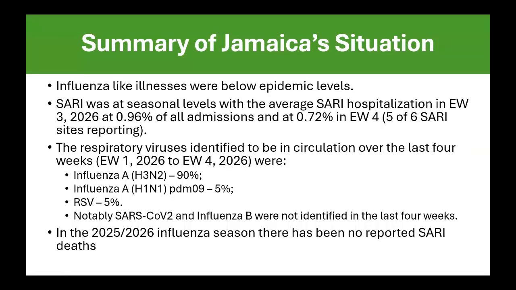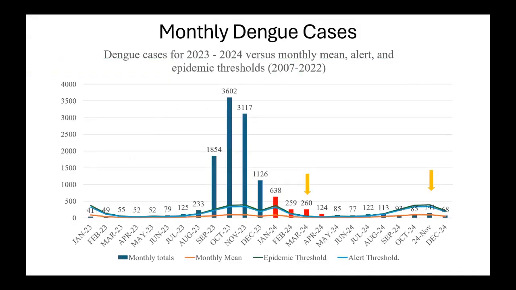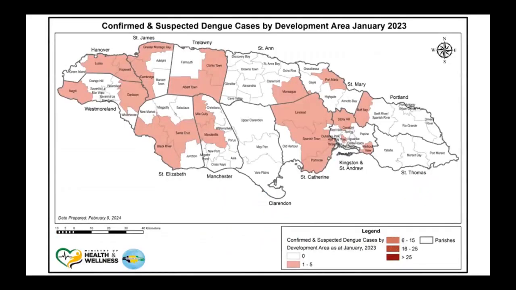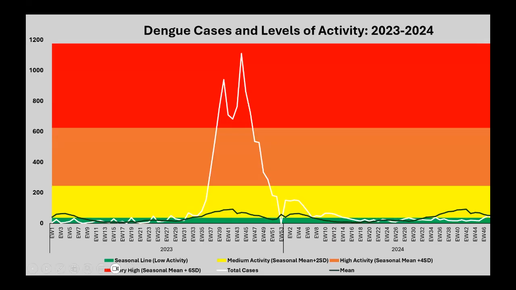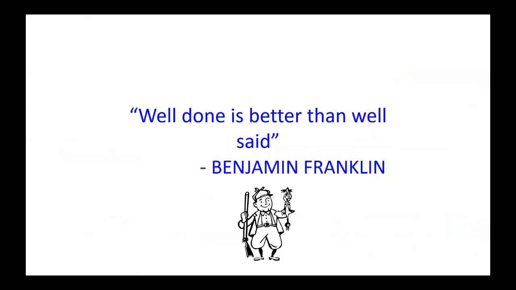And no deaths have been reported yet from SARI. But as you can see, it's always greater sensationalism to say we're in an outbreak. For dengue, similarly, there are dengue seasons, and we were in an outbreak in '23, '24. And right now we're all green. So that is it in a nutshell.